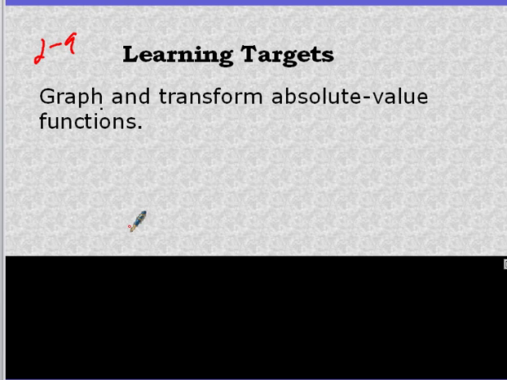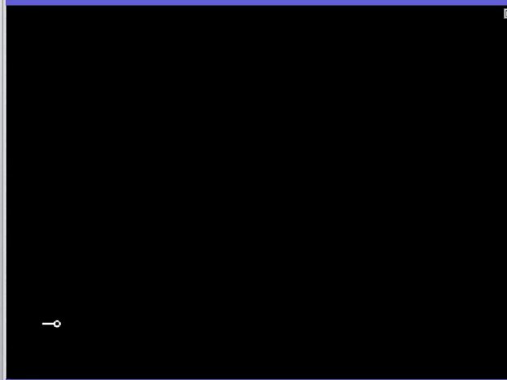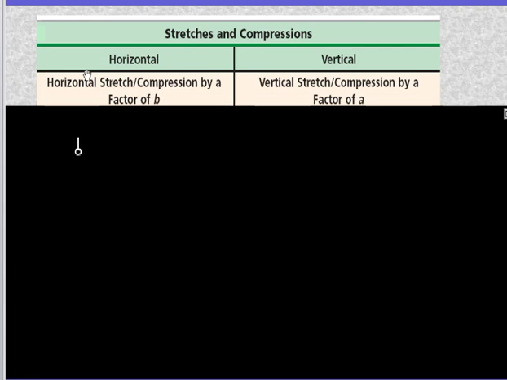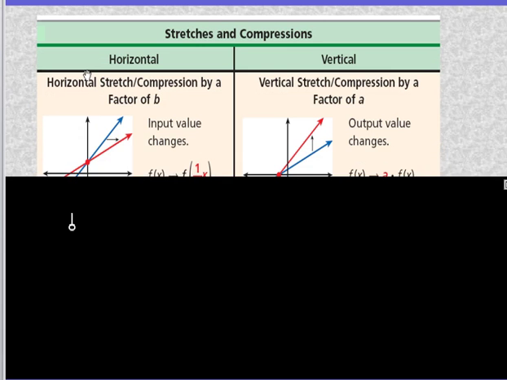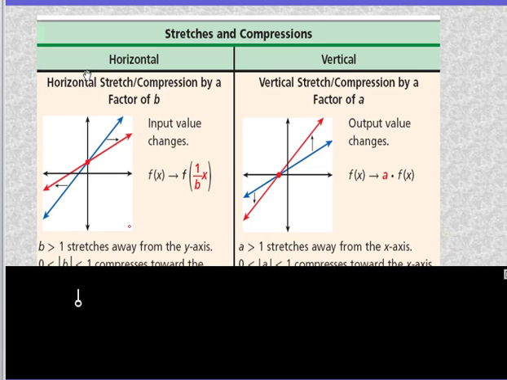Okay, I'm covering 2-9, which is absolute value functions. We're going to learn the basic graph as well as transformations of the parent function. This is 2-9. So we had these in Chapter 1. I'm going to review them and give you a little bit more specific type of instructions.